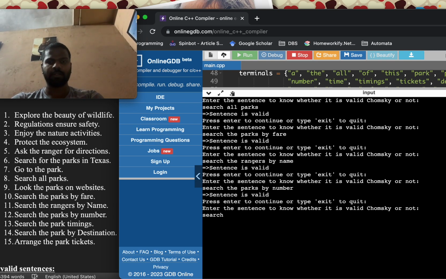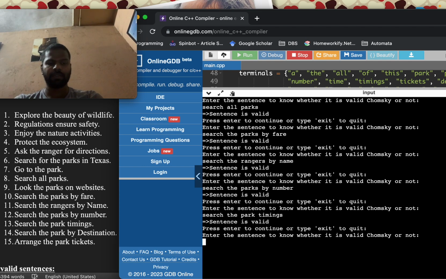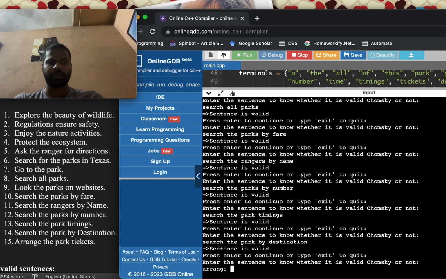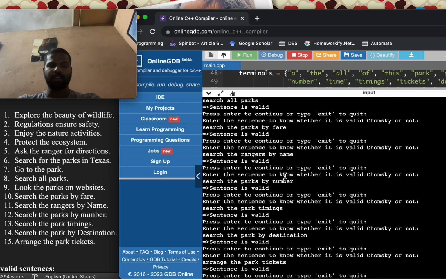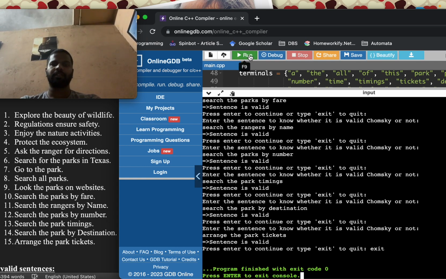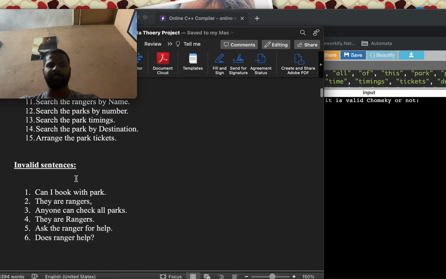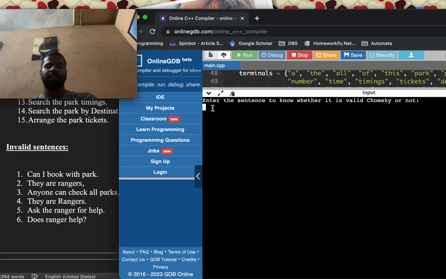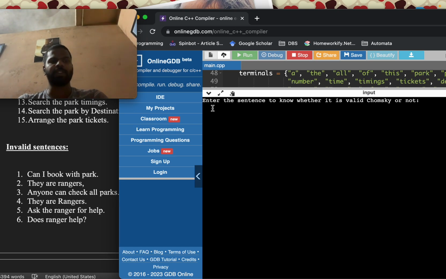Search the park timings. The sentence is valid. Search the park by destination. The sentence is valid. Arrange the park tickets. The sentence is valid. Let's quit the program and run again to check other sentences apart from these 15. All of these are invalid because they are not following the grammar that I have given in the code.